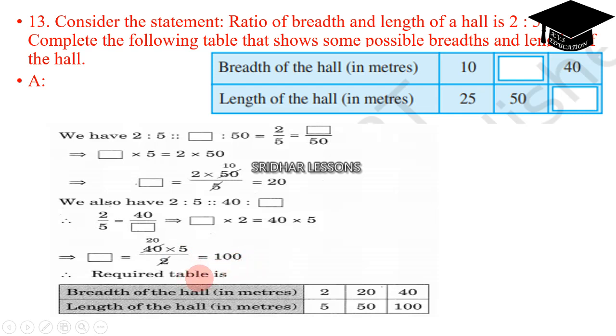Therefore, the required table is breadth of the hall in meters 2, and the length of the hall in meters is 5, and for 20 it is 50, and for 40 it is 100. Okay, simple calculation.